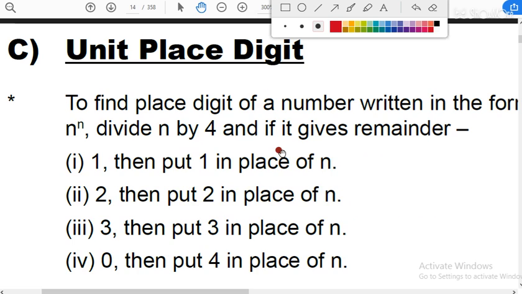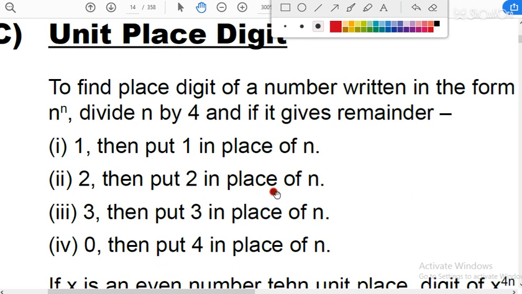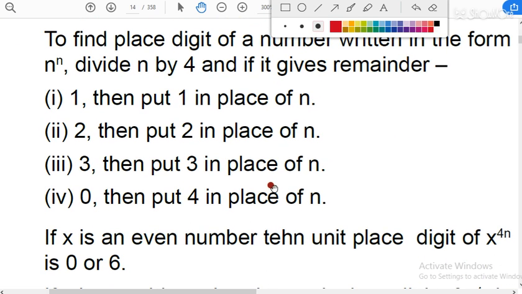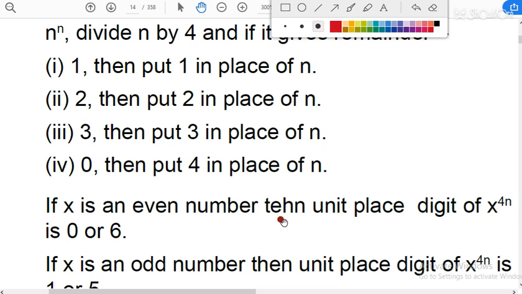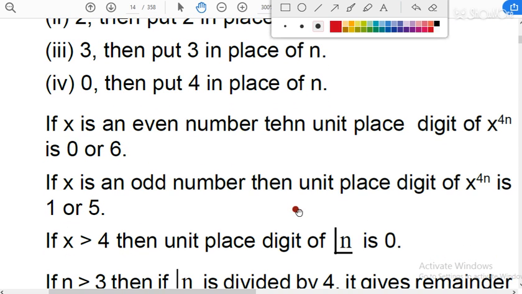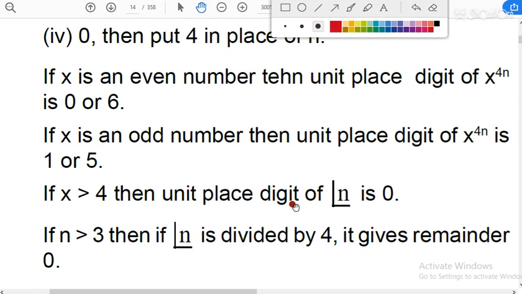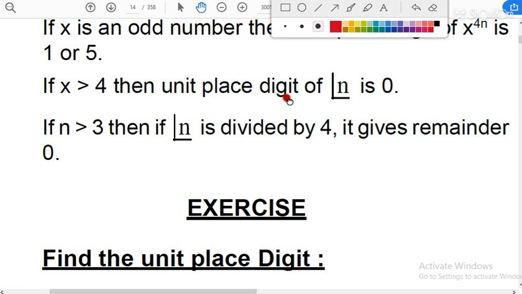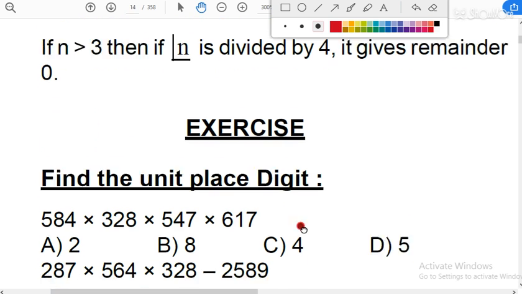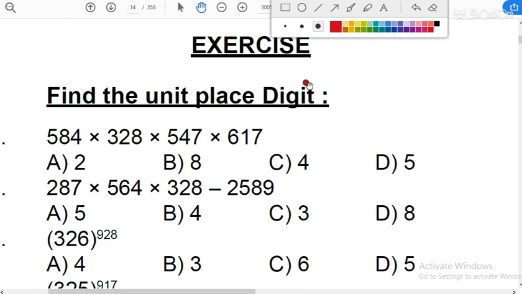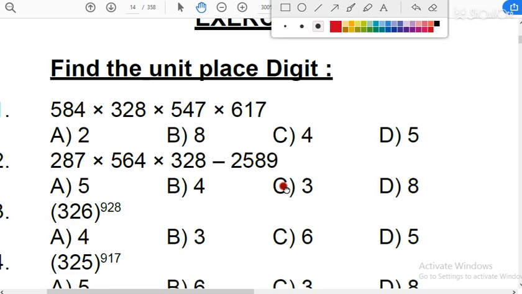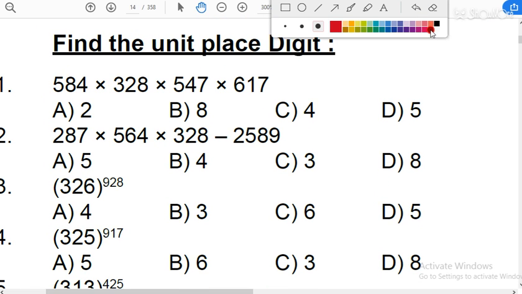Some rules are written here to find the unit place digit of a number in the form of n raised to power n. Divide n by 4, and if it gives the remainder 1, then put 1 in place of n, for 2, then 2 in place of n, then 3. So there are some rules, don't worry about that. I will discuss everything. If x is an even number, then the unit place. Okay, so some rules are written. As I always do, I don't remember the rules. I will not remember the rules to find the unit place. Now we are here.